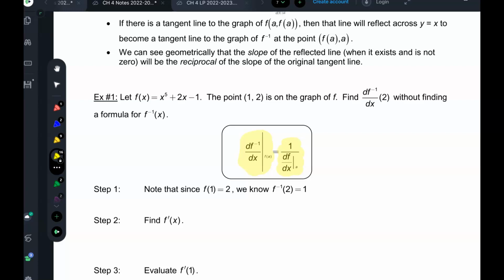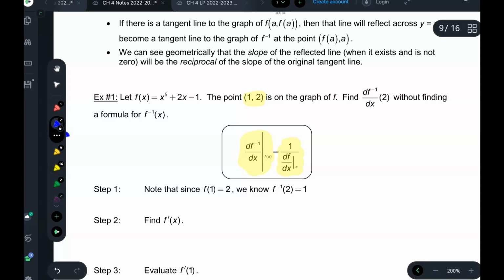Here's an example. Here's my f of x: x to the 5th plus 2x minus 1. Again, can I find the inverse easily of that function? I can't. Here's a point, (1, 2). And I want to find the derivative of the inverse. So think of this as f of a in terms of the formula.